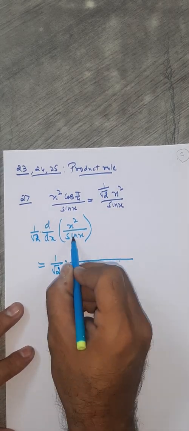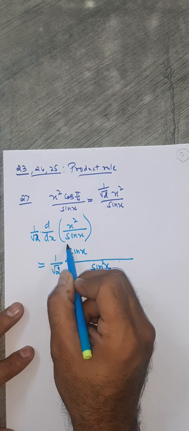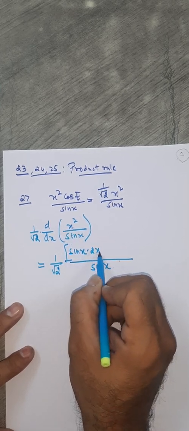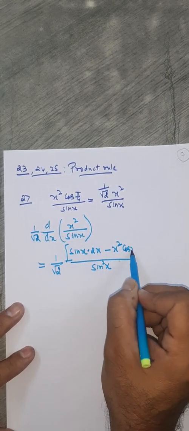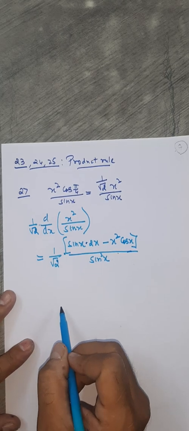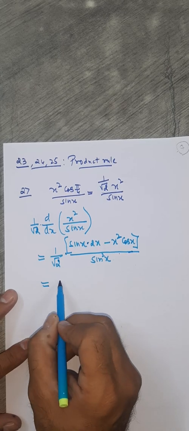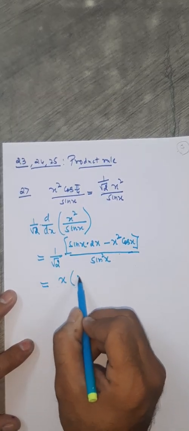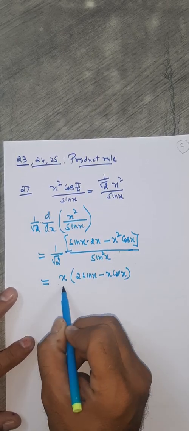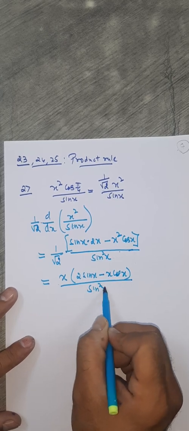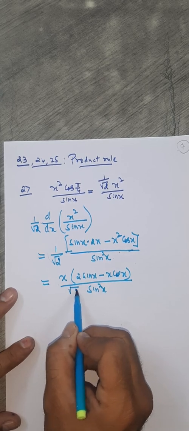What is the division rule? Square the denominator function. Here sine x as it is. Differentiation of x squared, 2x, minus x squared as it is, derivative of sine, which is cos x. Fine, if you want, you can take x common, so x into 2 sine x minus x cos x upon sine squared x, and this is just 1 by root 2, so I'll write it here, 1 by root 2.